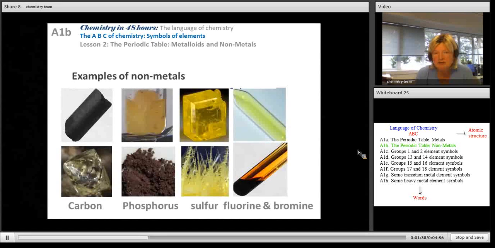Here are some examples of nonmetals. So on the left you'll see the carbon, two forms of carbon. Graphite is a dark black, which can conduct electricity, but you'll notice it doesn't look like a metal. And the diamond. There are also forms of phosphorus. There's white phosphorus, which burns very easily and is very dangerous. It's used in bombs. And then the red phosphorus, which is used in matches. Then on the second to the right, you've got the yellow sulfur, two different forms of sulfur there. And on the very right, you've got the yellow-green fluorine, and you'll notice it's a gas, and the reddish-brown bromine, and you'll notice that's a liquid.